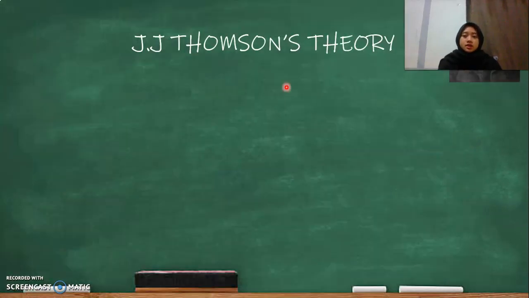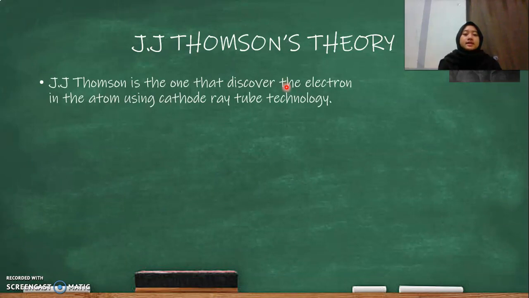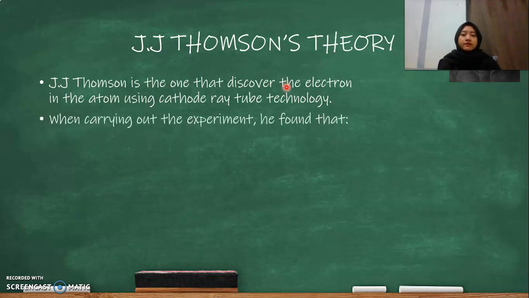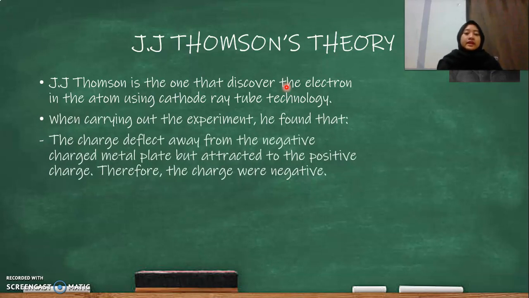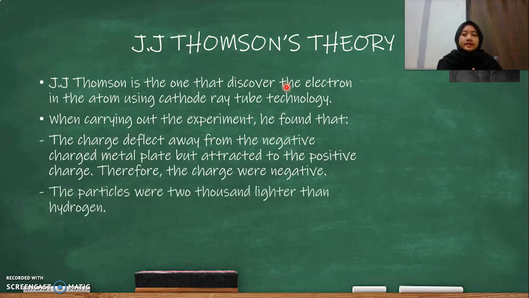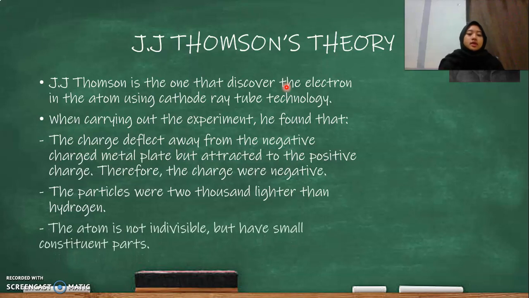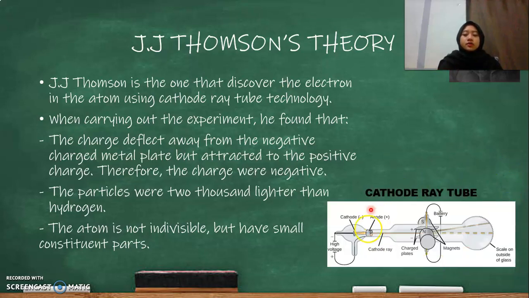Next, we have J.J. Thomson theory. J.J. Thomson is the one that discovered the electron in the atom using cathode ray tube technology. When he carried out his experiment, he found that the charge deflects away from the negative charge of the metal plate, but is attracted to the positive charge, which means that the charge was negative. And then the particle was 2000 times lighter than hydrogen. And he found that the atom is not indivisible, but has small constituent parts. This is the example of the cathode ray tube that he used for carrying out the experiment.